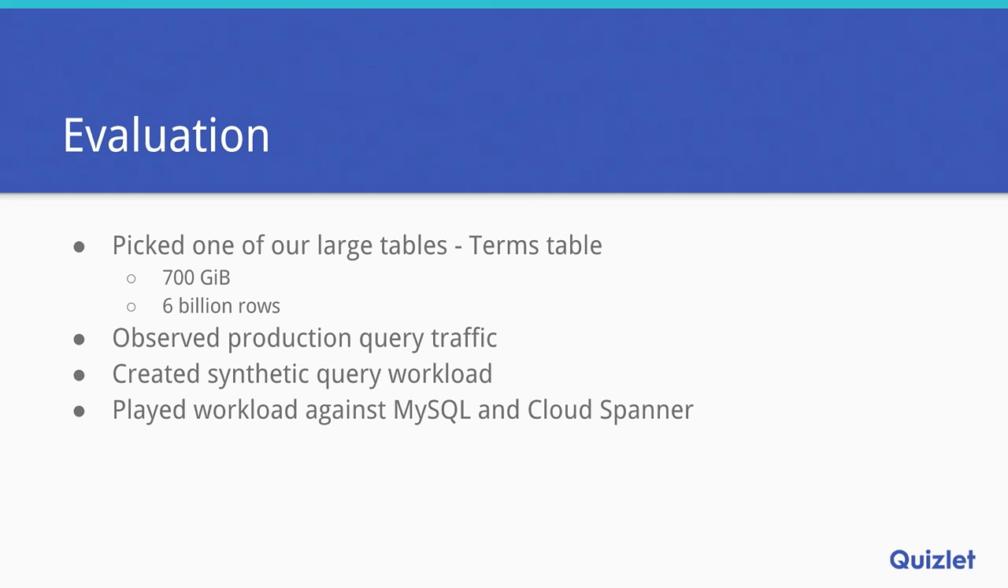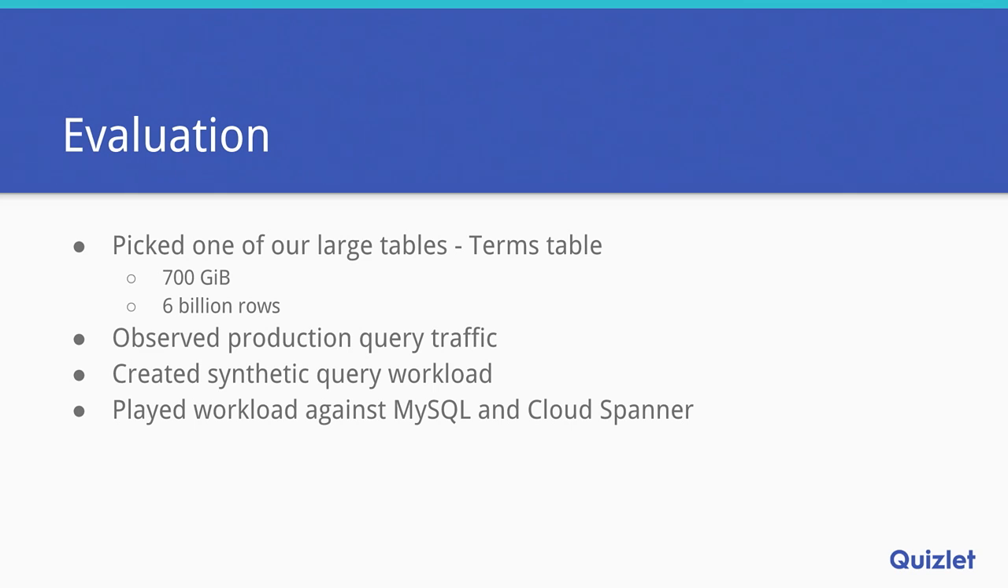So how did we do this? Well, first thing we did is we picked a table that we were having trouble scaling. First table we picked is called the terms table. It's about 700 gigabytes, 6 billion rows. And this is the core content of Quizlet. So it's a really important table for us. It's difficult to scale. It's about 70% reads, 30% writes, so fairly significant write load.